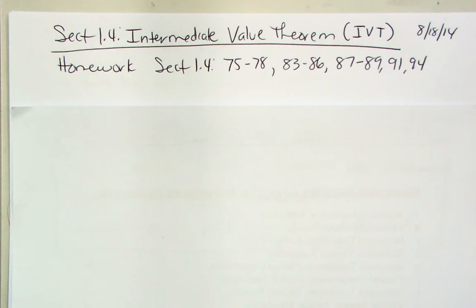Our homework tonight in section 1.4 is 75 through 78 all, 83 through 86 all, 87 through 89, 91, and 94.